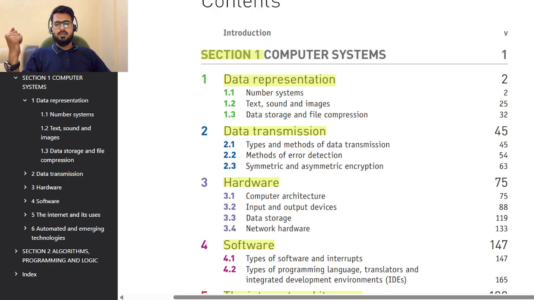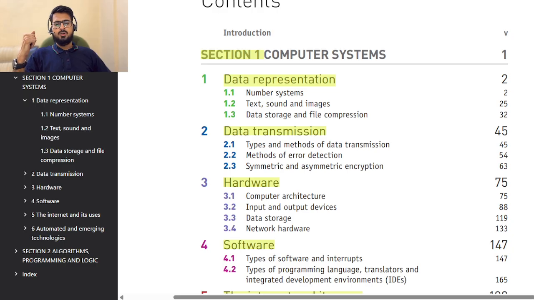chapter is data representation, which is about how humans have a conversation with a computer. So how does a computer understand our language? It uses what is called the binary system. That is what the computer uses to understand our language.